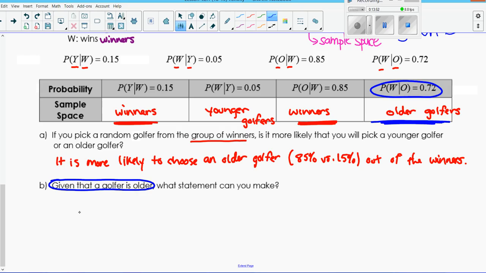Okay, so given an older golfer, what statement can you make? We can say that 72% of them are winners. So 72% of them have won a tournament. Okay, flip it over.